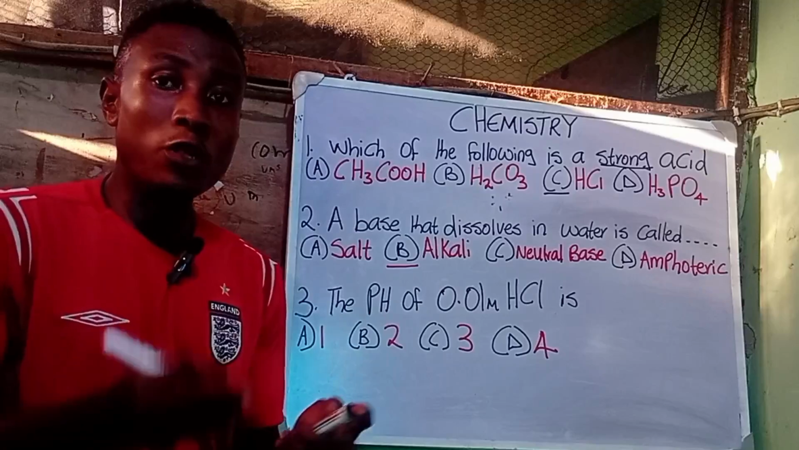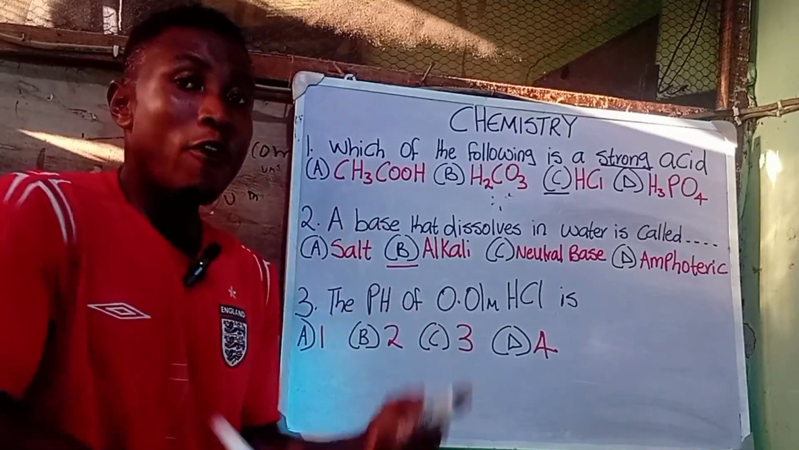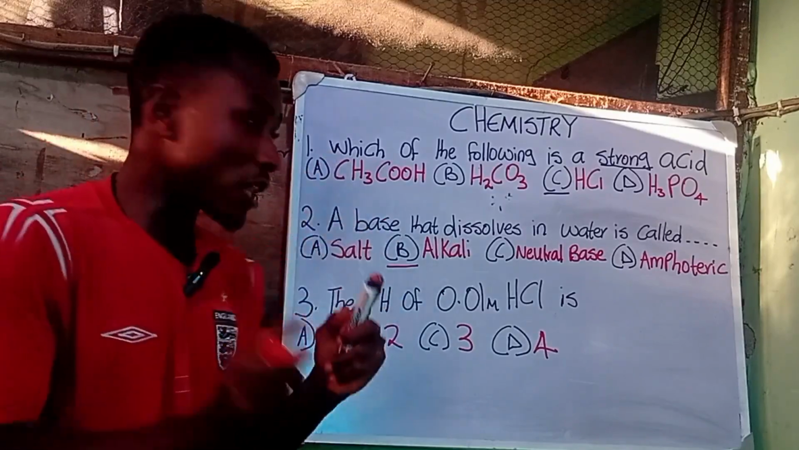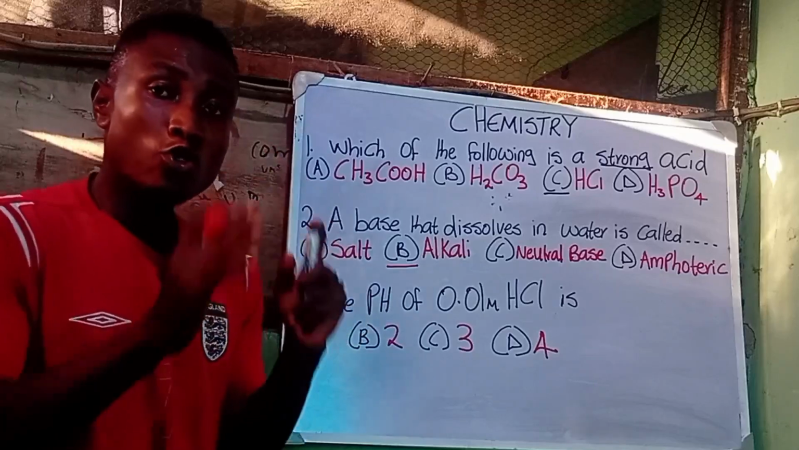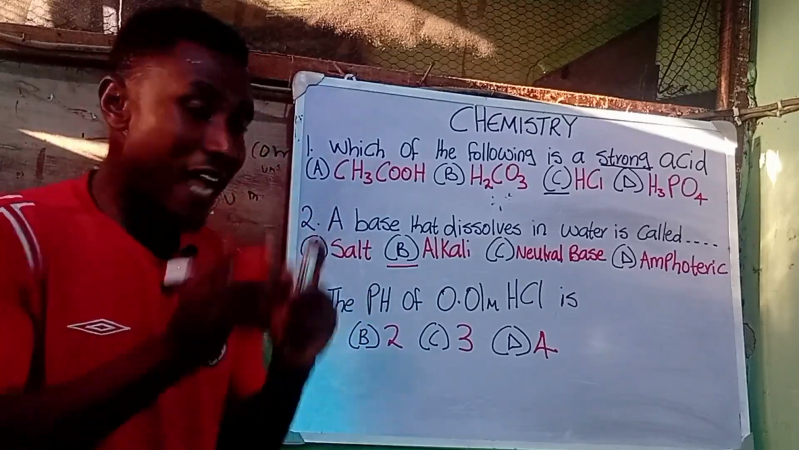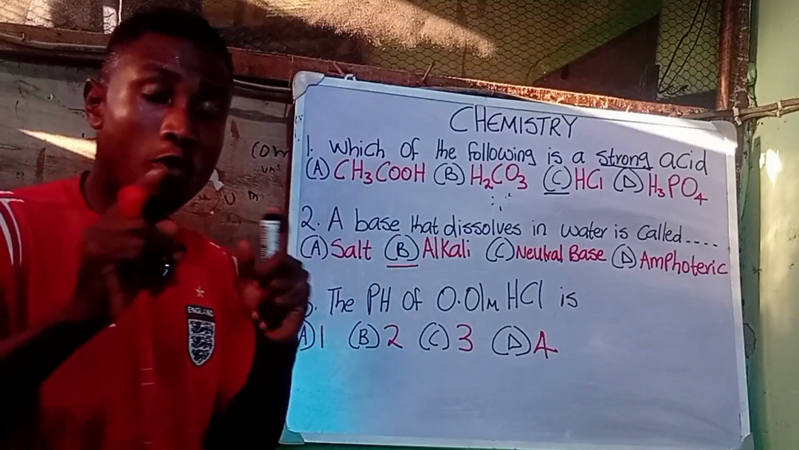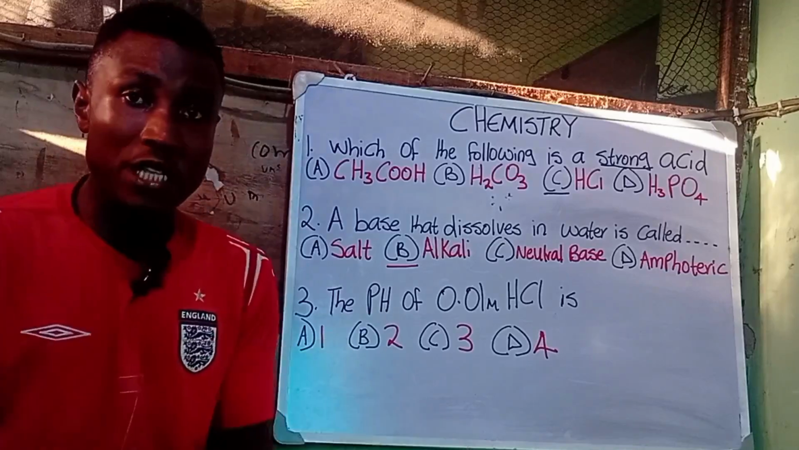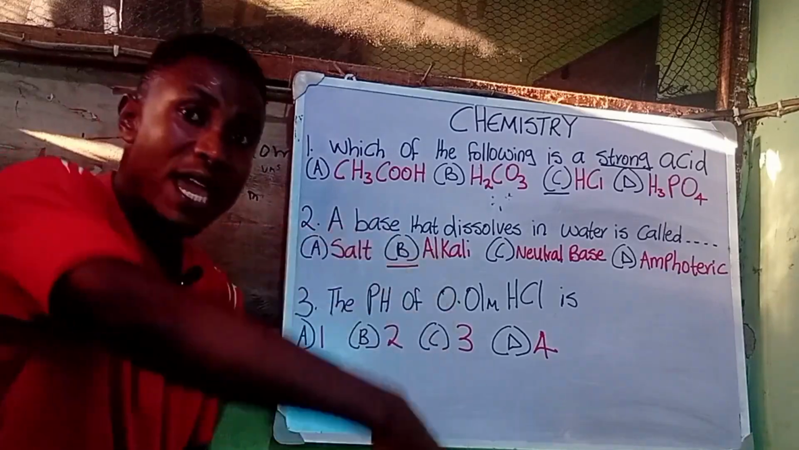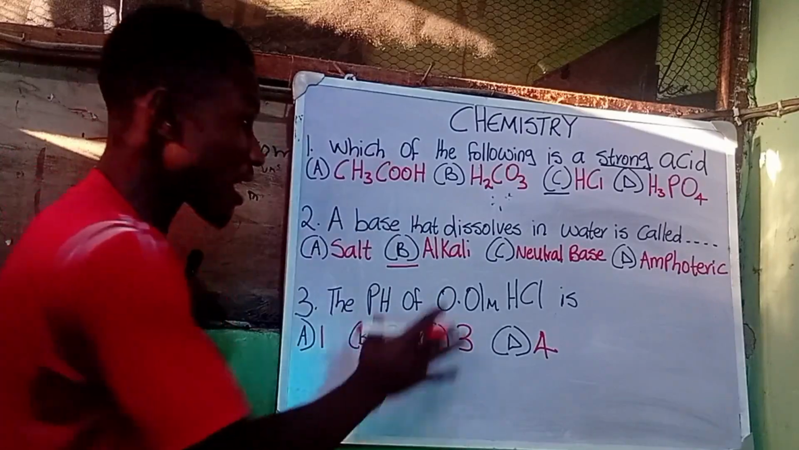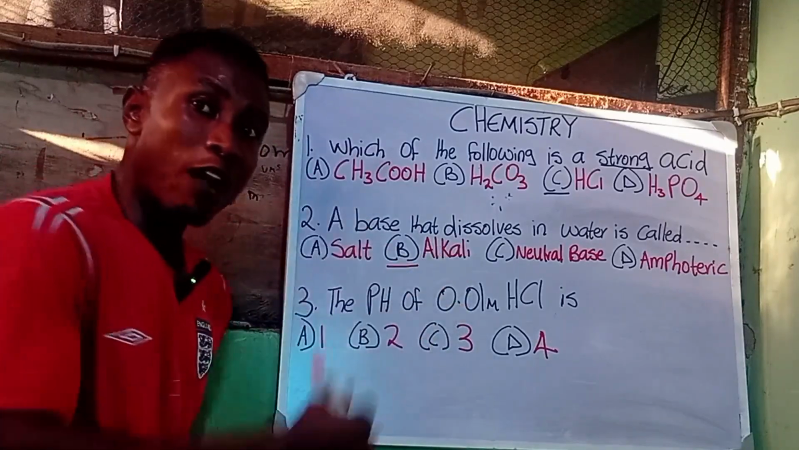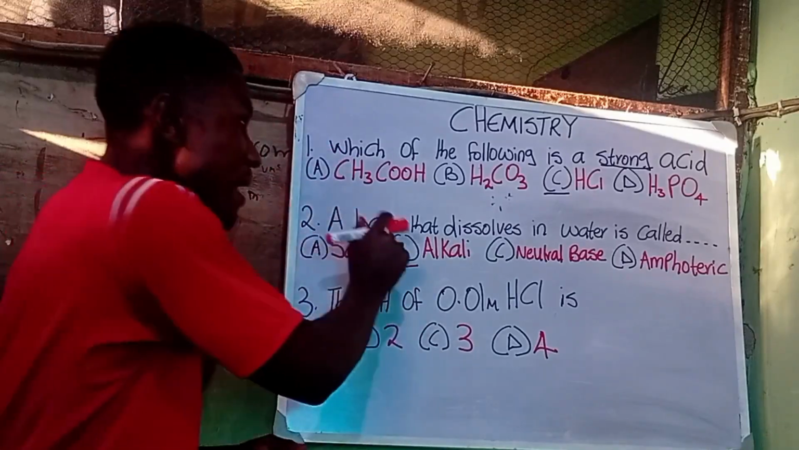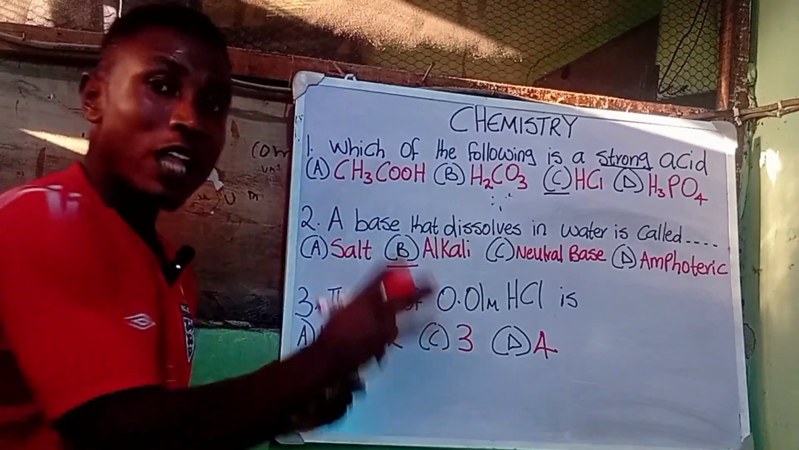Alkali is a type of base that would dissolve in water. So bases that dissolve in water are known as alkalis, because not all types of bases dissolve in water. And this is where people used to get confused, not knowing the difference between alkali and base. But note that alkalis are bases, they are just the type of bases that dissolve in water.